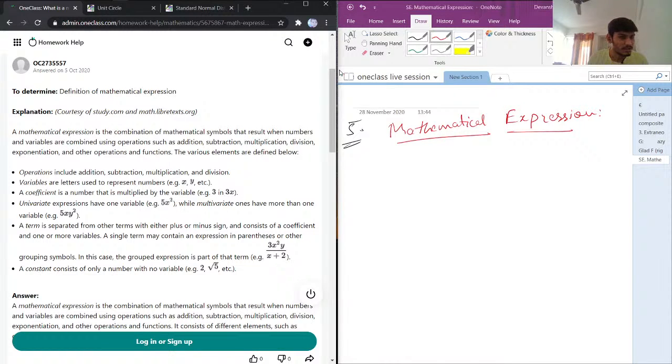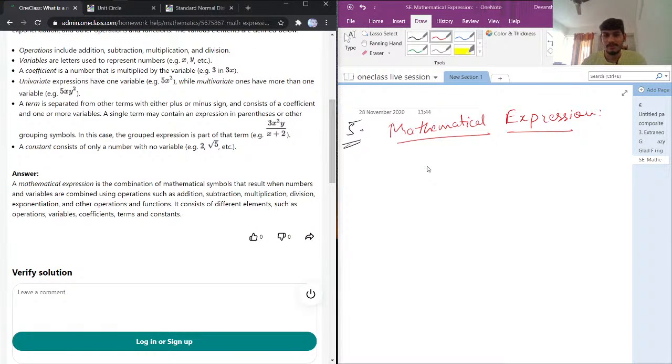Univariate expressions have one variable, while multivariate ones have more than one variable. So it is 5xy square. A term is separated from other terms with either a plus or minus sign, and consists of a coefficient and one or more variables. A single term may contain an expression in parentheses or other grouping symbols in case the grouped expression is a part of that term. Example, 3x square y over x plus y. A constant consists only of a number, no variable.